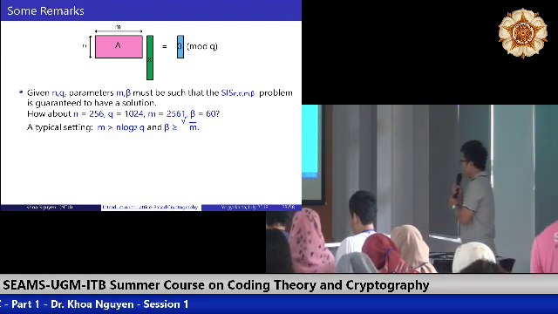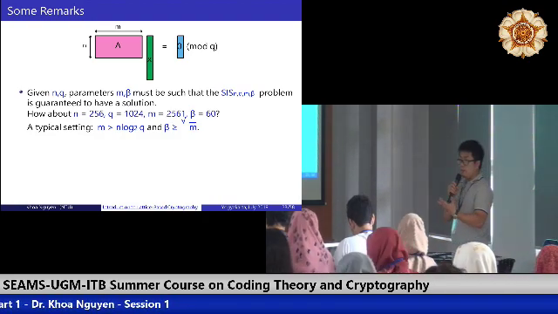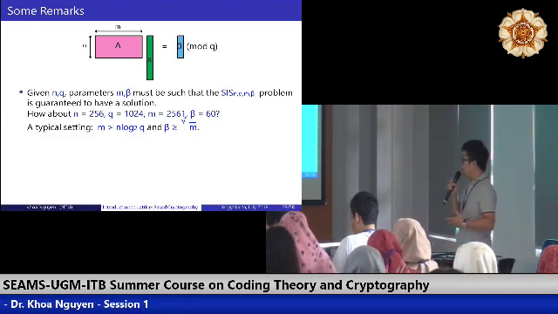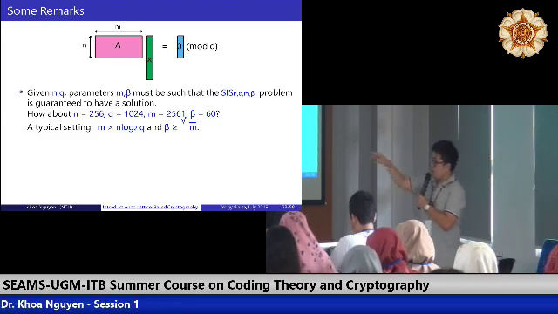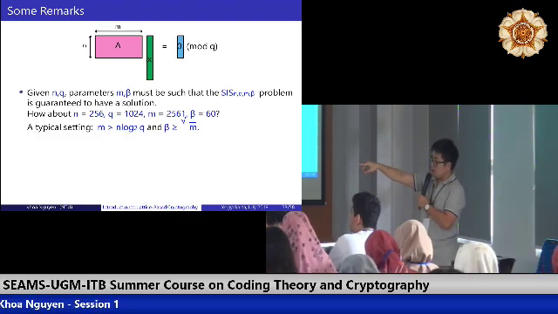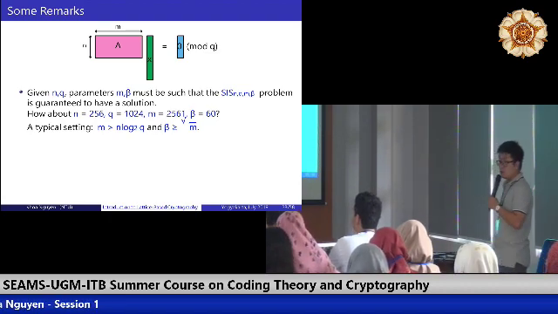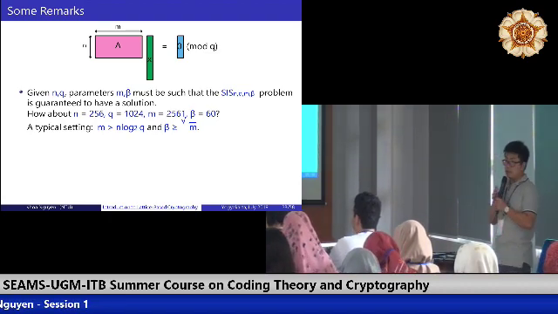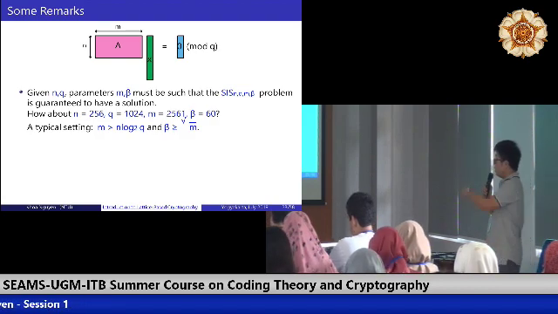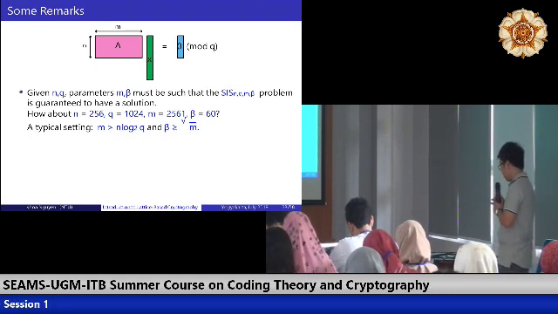And in general, a typical setting for the parameters must be like m is bigger than n log q, because 2 to the m, you take the log of both sides of the inequality, so you have m is bigger than n times log base 2 of q, and beta is bigger than square root of m. And with this setting, we guarantee that the problem have a solution.